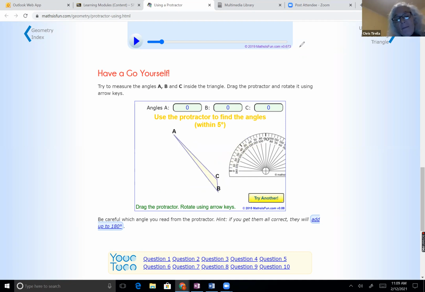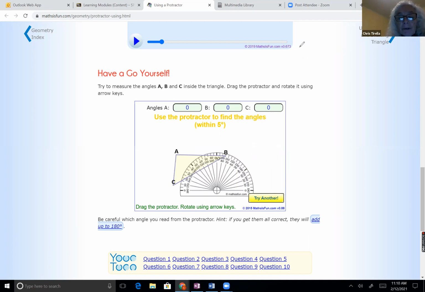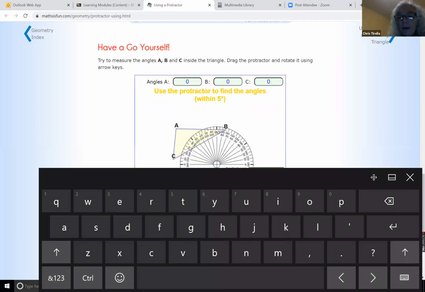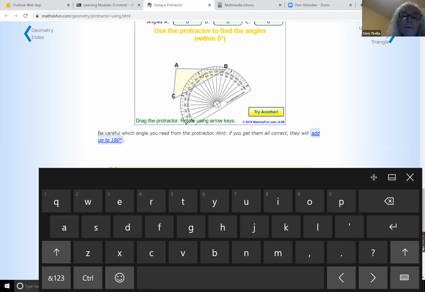Damn it. My arrow, I don't have all the arrow buttons on this keyboard. Okay. So what I have to do is I have to take my protractor and, oh yeah, this is letting me use the arrow buttons. Rotate it.